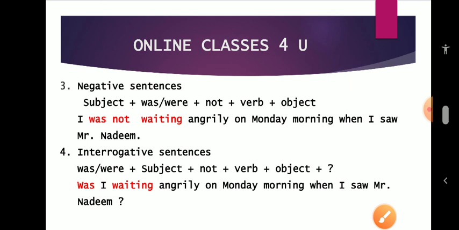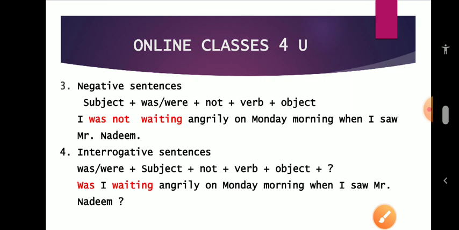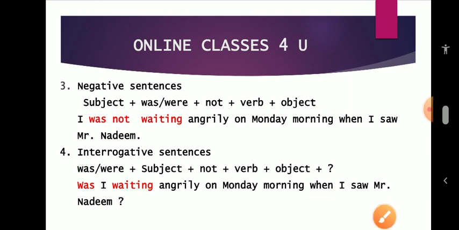Now when we have to make interrogative sentences, what do we do? Was and were in the beginning of the sentence, then subject, verb, and object. Like we have changed this first sentence into interrogative. Was I waiting, so here we can see the helping verb is in the beginning, then subject, and then verb first form. Angrily is basically an adverb. On Monday morning is the time adverbial, when I saw Mr. Nadeem.